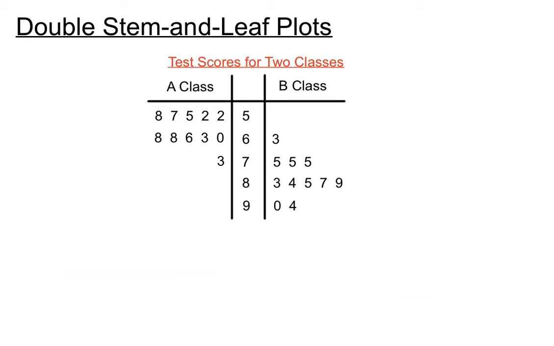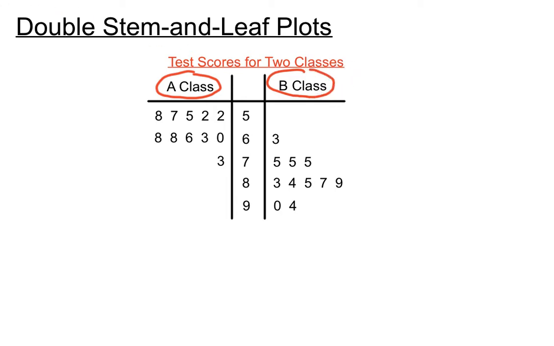Now every now and again we get a double stem and leaf plot. This is a bit interesting. These are a test that two classes have sat for, and we've got the results all on the one double stem and leaf plot. You can see that the left hand side here has the A class scores, and the right hand side has the B class scores.